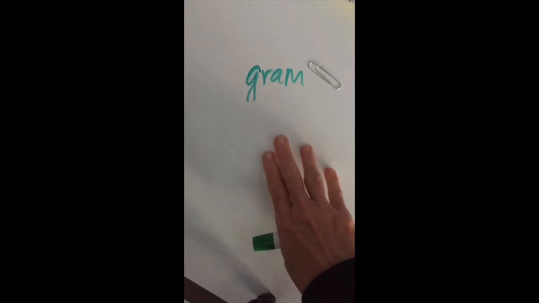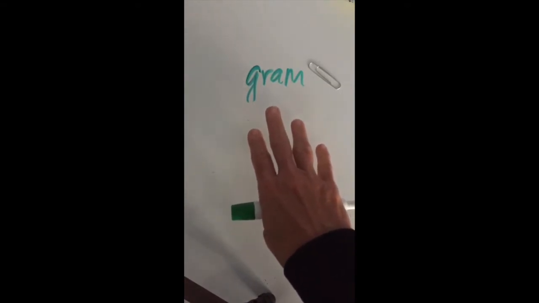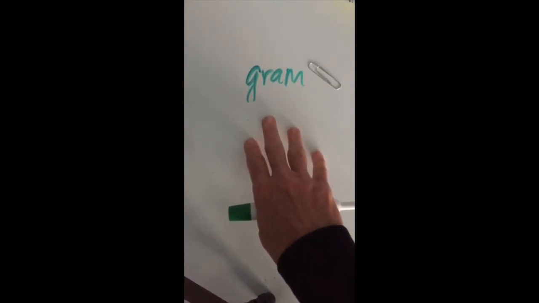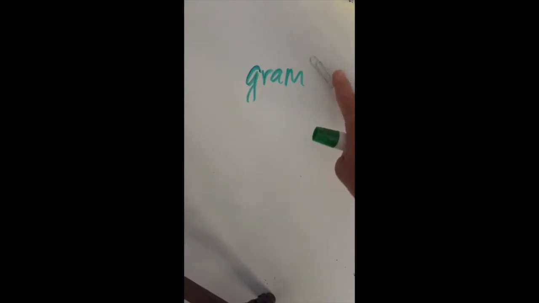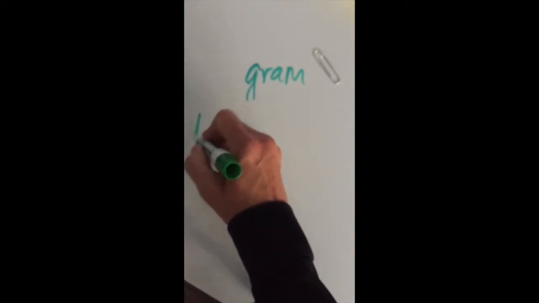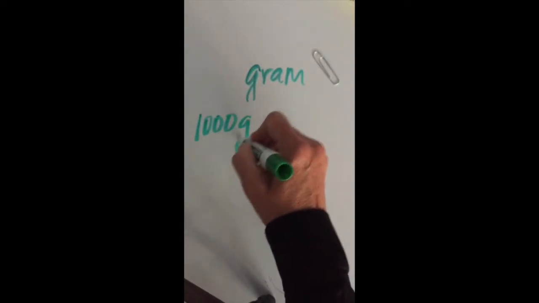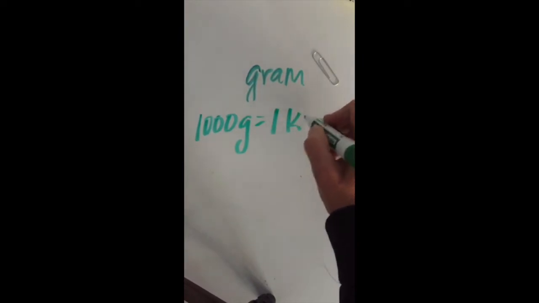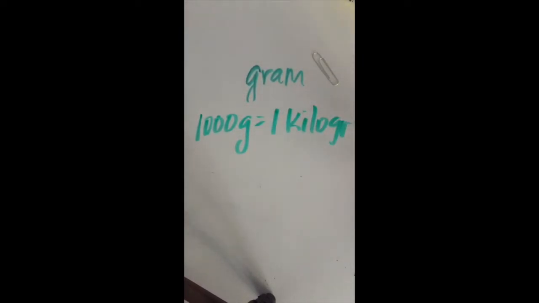So the basic unit of measure for weight or mass under the metric system is the gram, and a paperclip weighs about 1 gram. So the relationship that we want to know today is that if you had 1,000 grams, that would be equal to 1 kilogram.